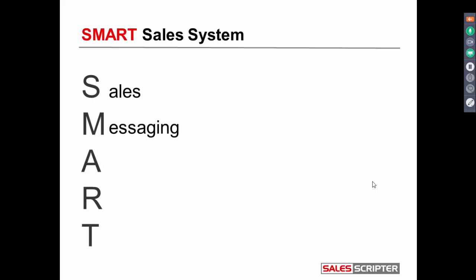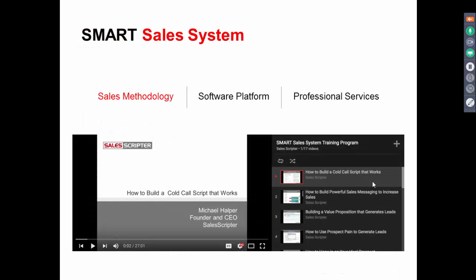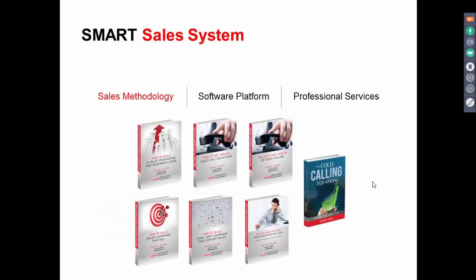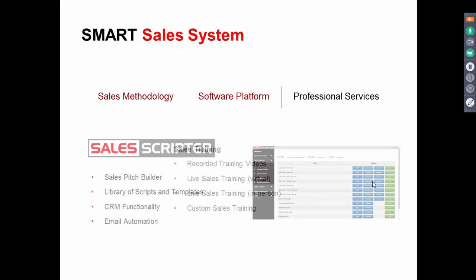We call it SMART because SM is sales messaging and response tactics, and it's a system that will help you with your sales messaging and response tactics. Improving that area will lead to you having better results. We provide this system in three ways. One is a sales methodology. If you've liked some of the things you've heard here today, or you want to learn more about our methodology, it's all on YouTube for free, and you can access it through our ebooks. We provide it through recorded training and live training.